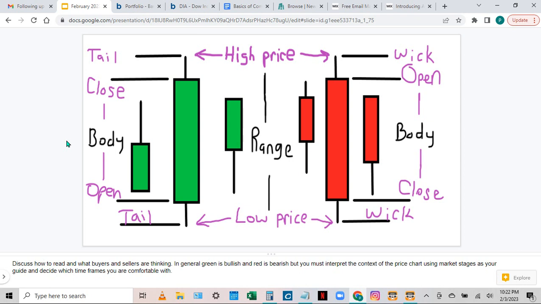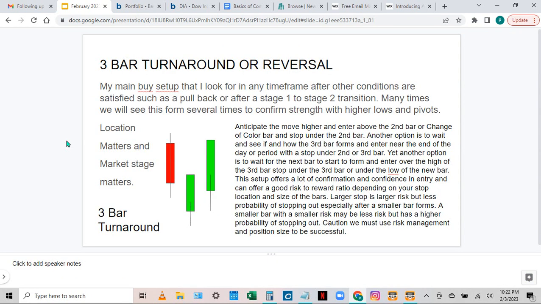So when I use this, I have a bias time frame and an action time frame, okay? This is just kind of the main setup I look for when I'm looking to buy a stock. It's the reverse if I'm looking to sell a stock or short a stock. But this setup gives me a high degree of confidence. Again, context where this takes place matters quite a bit. I call it a 3-bar turn, okay?